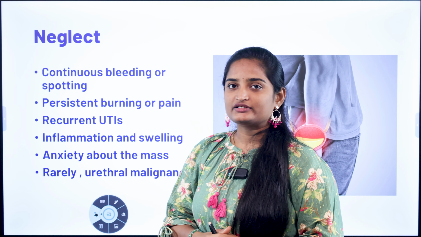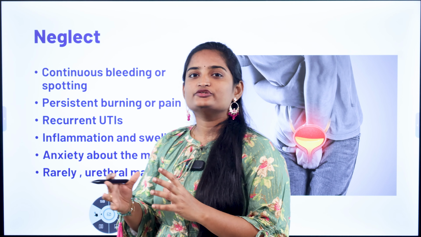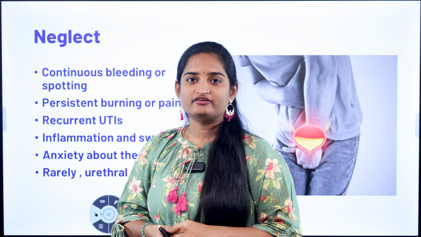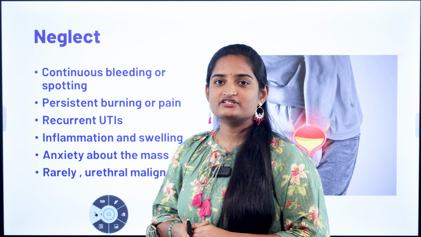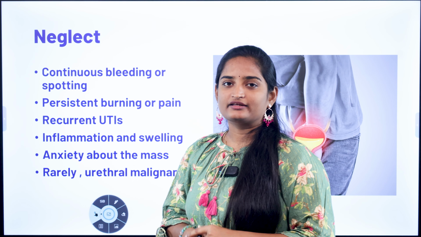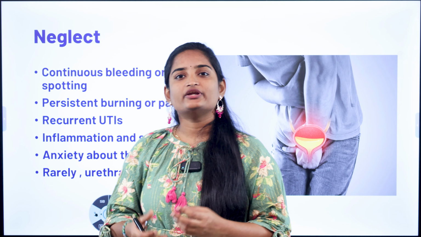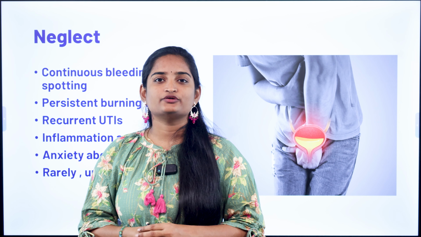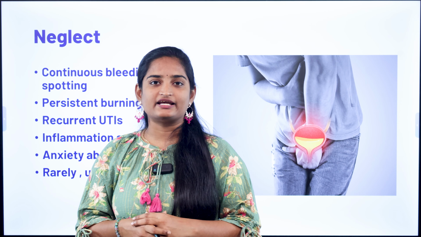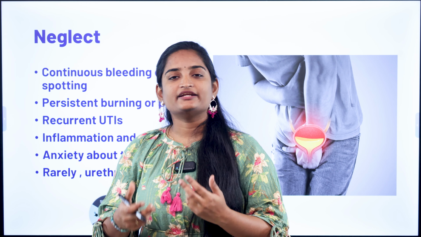Next is recurrent UTIs. Why do recurrent urinary tract infections happen in these conditions? These urethral caruncles can support the growth of the microorganisms that can cause urinary tract infection. So recurrent urinary tract infection is a common complication of urethral caruncle. Next is inflammation and swelling of the surrounding tissue. When we neglect this urethral caruncle, it can lead to inflammation of surrounding tissues and it can also increase in size. That leads to bursting or other complications like malignancy formation.